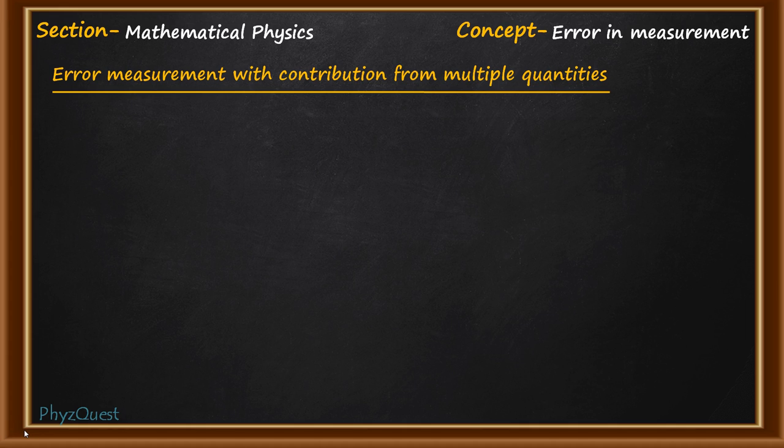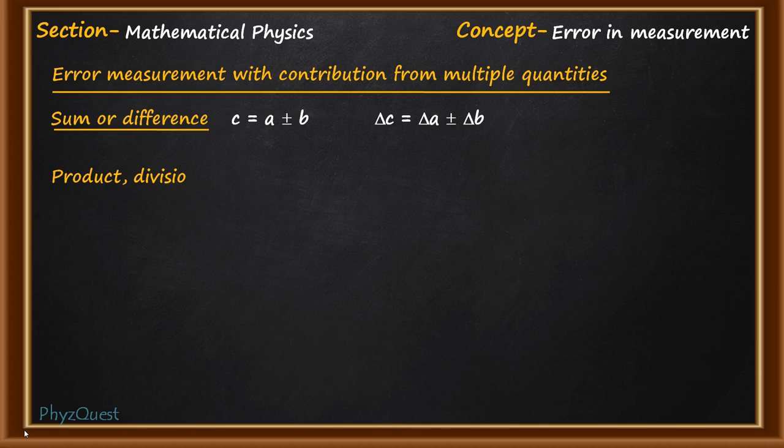For example, first of all we will consider when there is involvement of sum or the difference. Let us suppose we have a quantity C is equal to A plus or minus B. So here the error in this quantity C will be equal to delta C, which is equal to delta A plus or minus delta B. This is very simple. So how about when there is involvement of product or division or power?